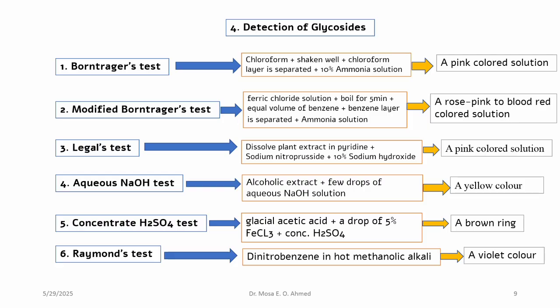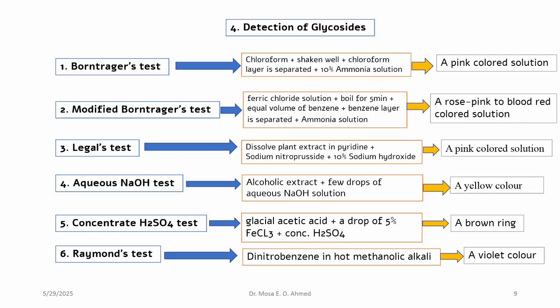The third chemical test for detection of glycoside is Legal test. Legal reagent consists of 10% sodium hydroxide solution besides sodium nitroprusside, which can be added to plant extract extracted with pyridine solution. The Legal test gives a pink colored solution in case of presence of cardiac glycosides, and it is mainly the test for detecting the presence of an unsaturated bond in the lactone ring or lactone fraction of cardiac glycosides.